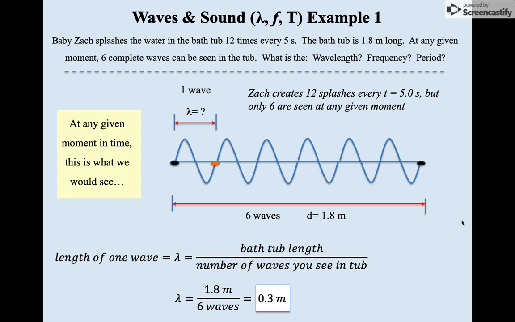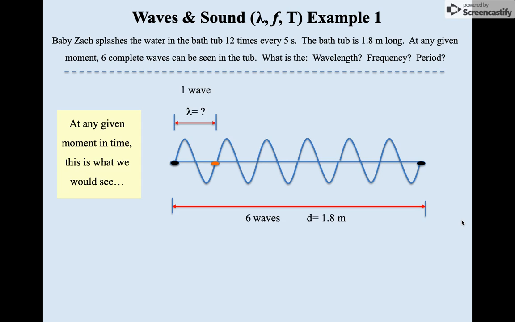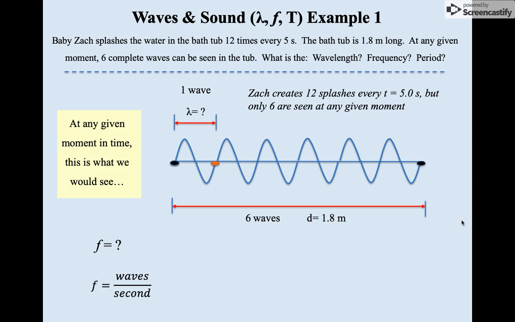Next, we want to figure out the frequency. We have, of course, the same information. To figure out the frequency, this is also something you can reason out. Baby Zach creating routine splashes in the bathtub, he is creating a wave pattern. And so the splashes he's creating every second are the same as creating waves per second. So when we think of frequency, we think of the units of waves per second. So frequency is waves per second.